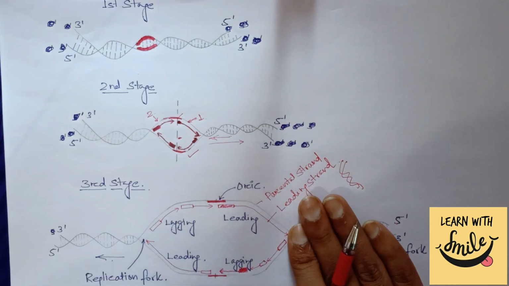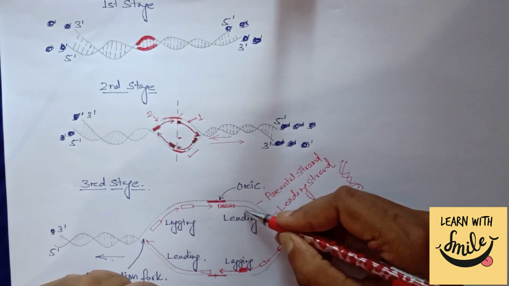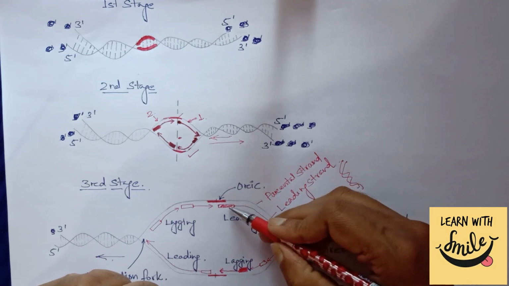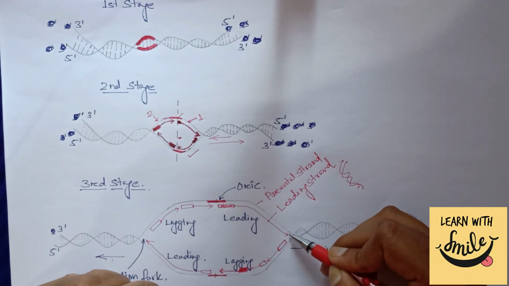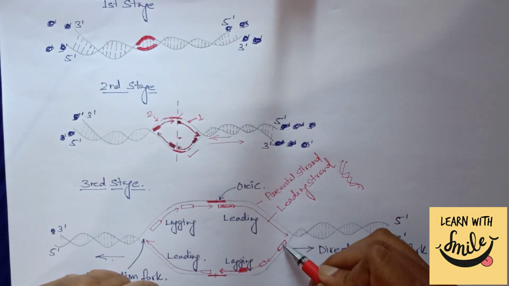Right? So here you can see that the newly synthesized DNA on this particular side has got only one primer. That is, one primer is sufficient for the synthesis of the new DNA strand, but here multiple primers were required.